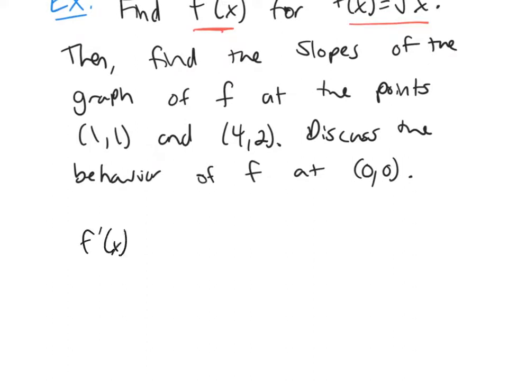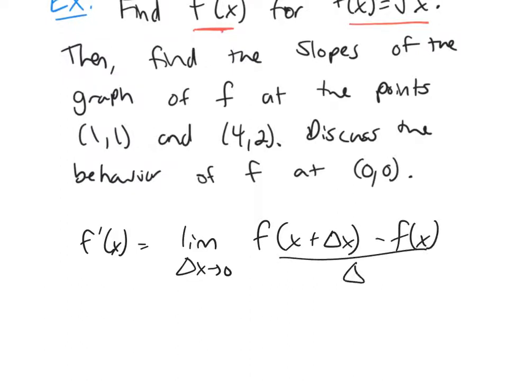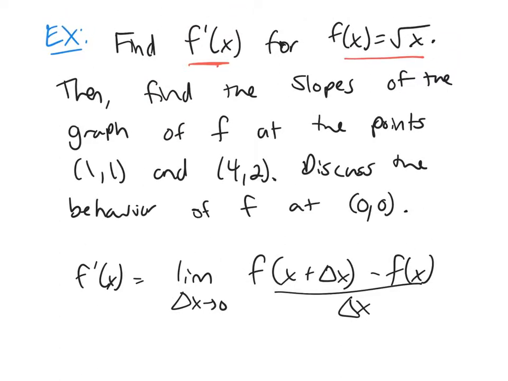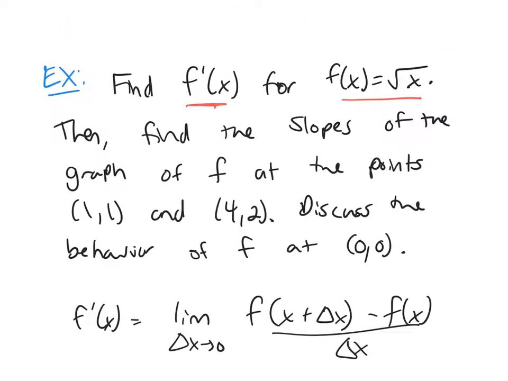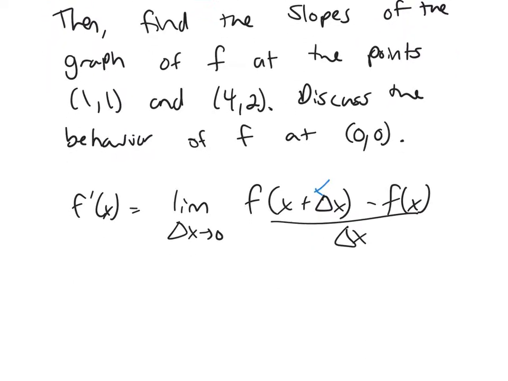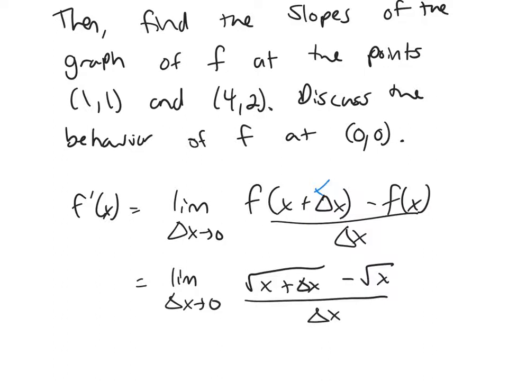F prime of x. I'm going to write down our formula. It's the limit as delta x goes to 0 of f of x plus delta x minus f of x over delta x. And then again in your function, you're going to replace the x in your function by x plus delta x. So you're going to be looking at the limit as delta x goes to 0 of the square root of x plus delta x minus the square root of x over delta x.